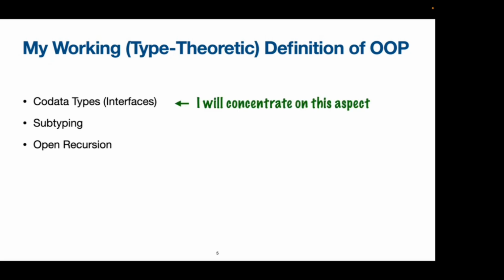So my working type theoretic definition of object-oriented programming is that it consists of 3 parts. One is codata types, or programming against interfaces. The second part is subtyping. And the third part is open recursion, or late binding. But in this talk, I will restrict myself to this aspect of object-oriented programming against interfaces in the type theoretic guise of codata types.